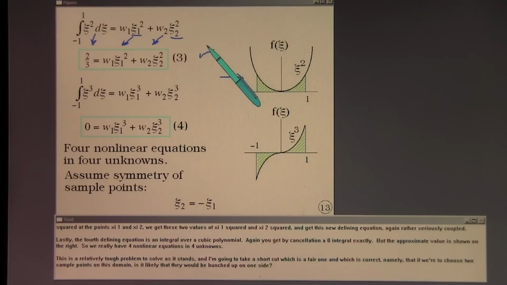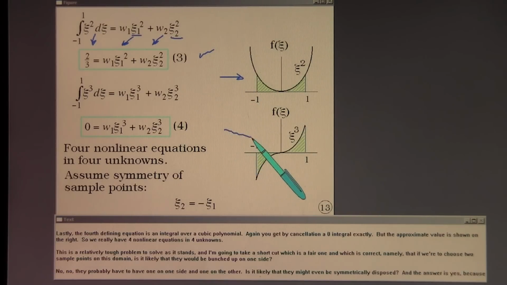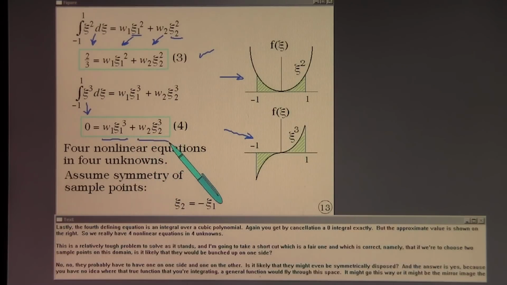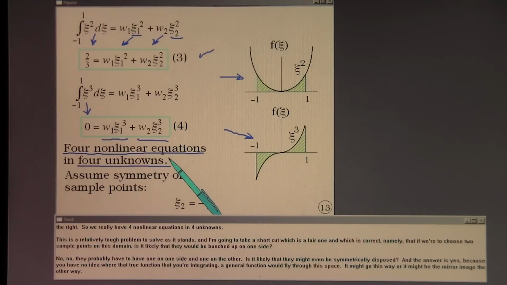Again, rather seriously coupled. Lastly, the fourth defining equation is an integral over a cubic polynomial. Again, you get by cancellation a zero integral exactly, but the approximate value is shown on the right. So we really have four nonlinear equations in four unknowns. This is a relatively tough problem to solve as it stands, and I'm going to take a shortcut, which is a fair one and which is correct.